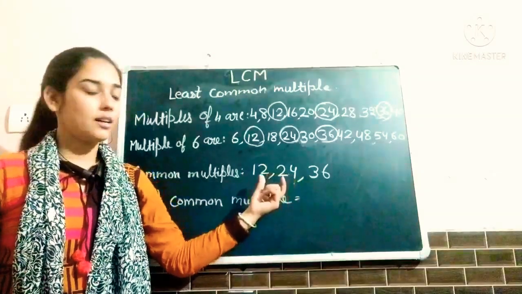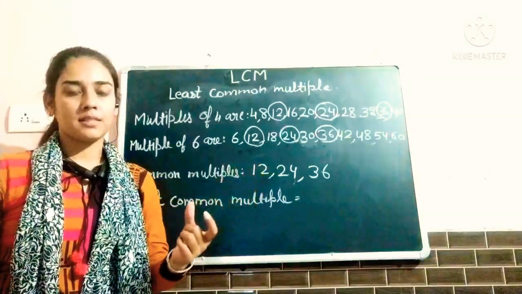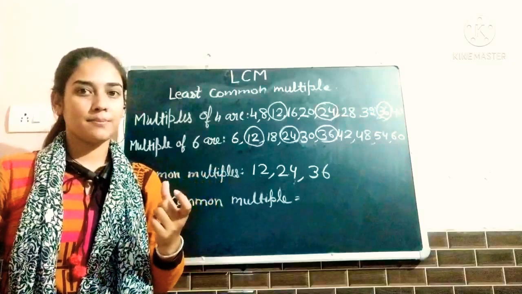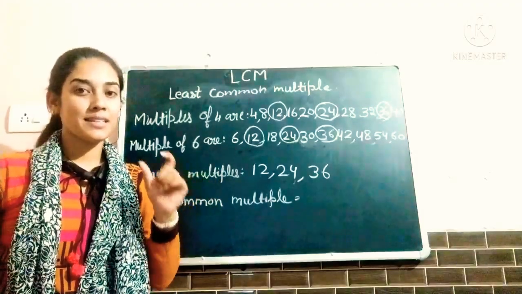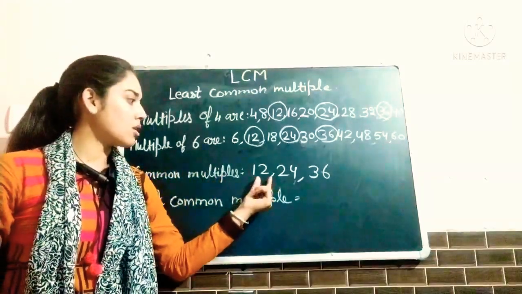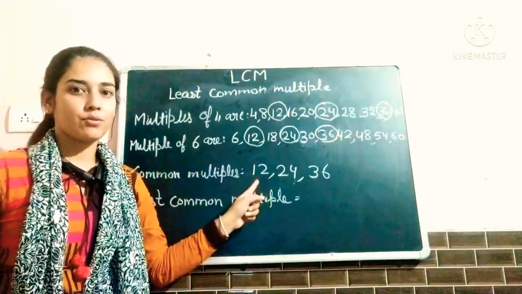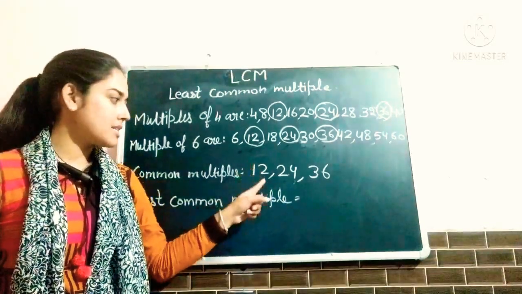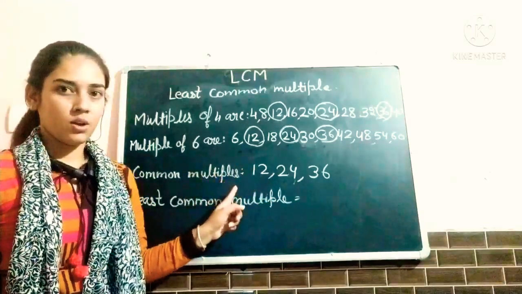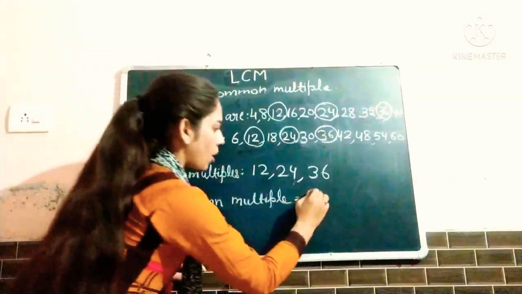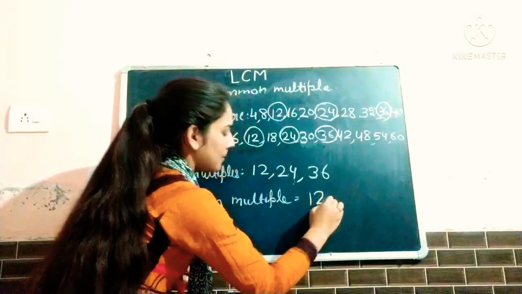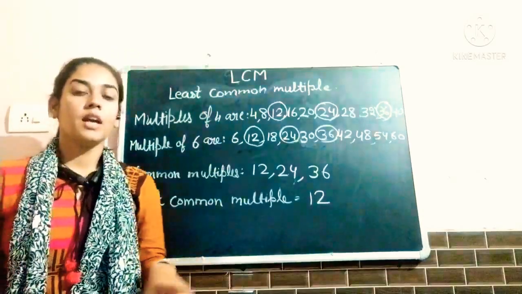Now find the least common multiple. Least means small. So which is the smallest common multiple here? You can see here, 12. 12 is the least one, and a common multiple. So right here, least common multiple. So the least common multiple is 12.